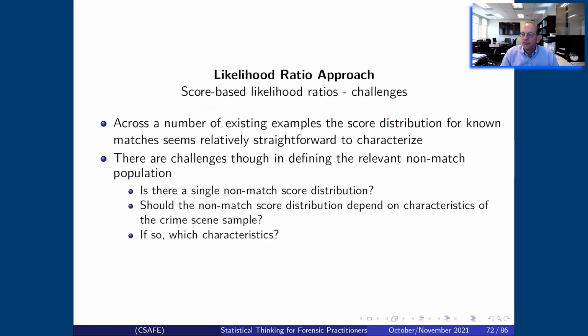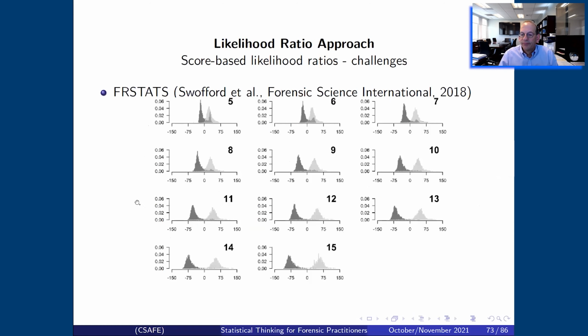It's somewhat controversial. Why is it controversial? One issue that comes up is, is there a single non-match score distribution? If I'm doing latent prints and I want to say, what's the likelihood of getting a non-match score difference like the one I saw? Maybe it depends on the substrate. I'm going to show you in a second. Maybe it depends on the number of minutiae. Should we let that happen? How do we decide what characteristics are fair?